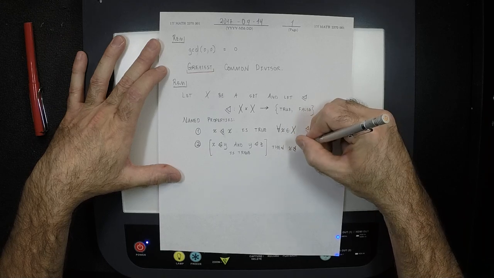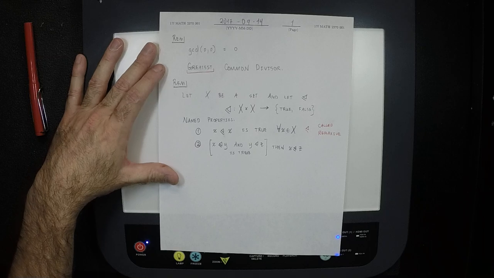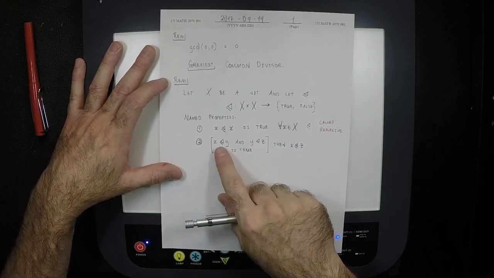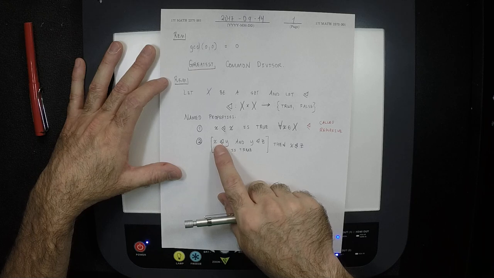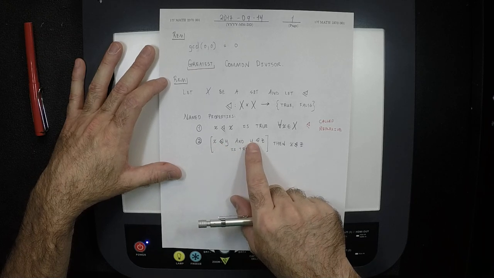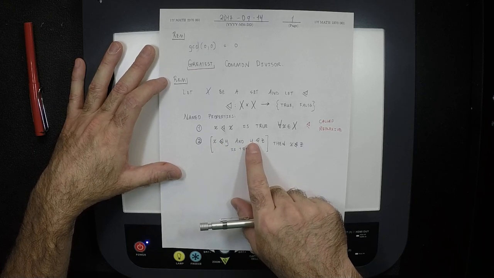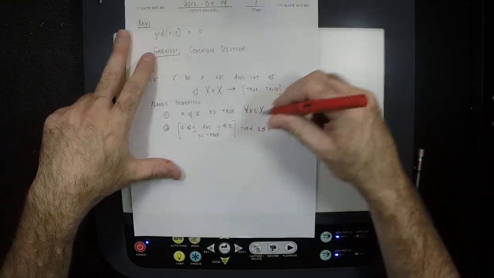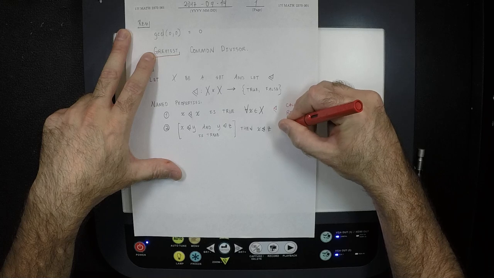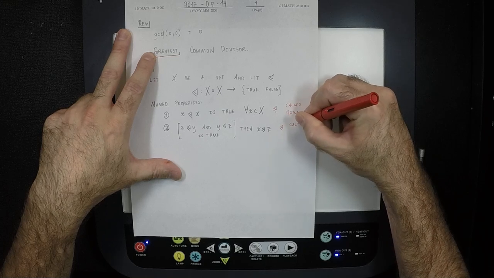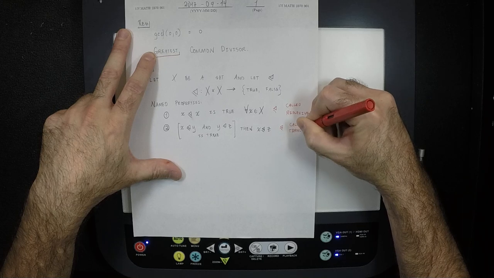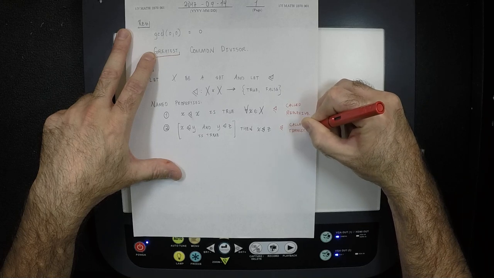X fancy-less-or-equal Z. So what I want you to be modeling in your head is, what if you had three numbers X, Y, and Z, and it was the case that X was less or equal to Y and Y less or equal to Z? Then X should be less or equal to Z. And yes, in such a case, this thing is called transitive.